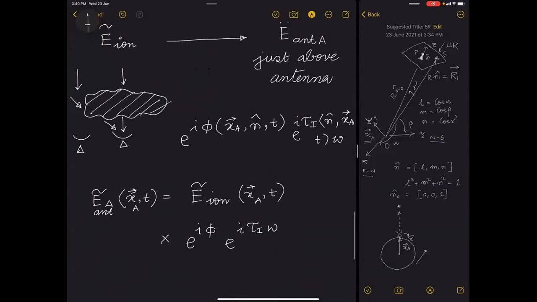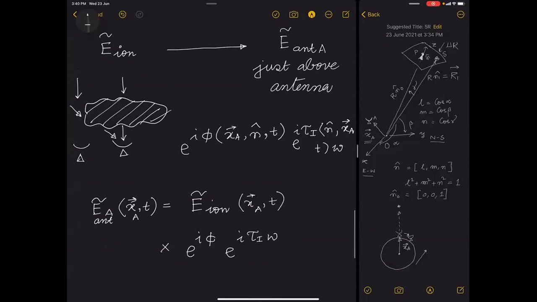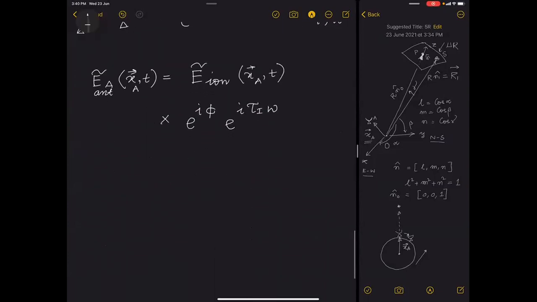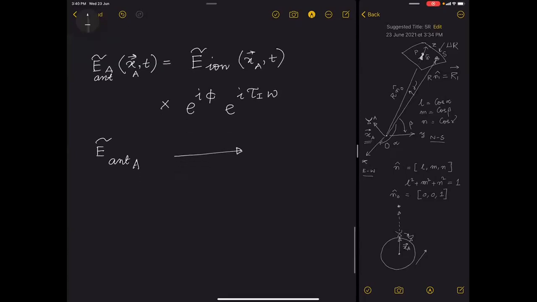Now, so far the electric field doesn't know about the antenna. It was traveling happily. Now it gets to see the antenna, and the antenna observes the electric field. So what does the antenna do? And that Poonam had discussed.